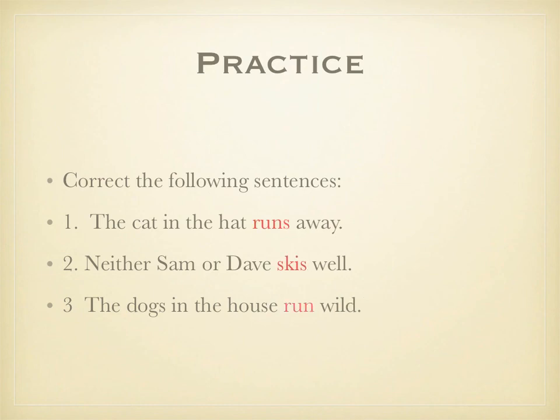And here are the answers. The subject here is cat, and cat is singular, so it's runs. Neither Sam or Dave skis, because it has the word or in it, and so skis is a singular form of the verb. And then, the dogs in the house run wild. Notice that the subject of the sentence is dogs, not house. It's the dogs doing the running, so it is the dogs run.